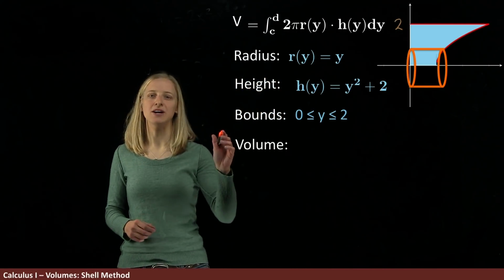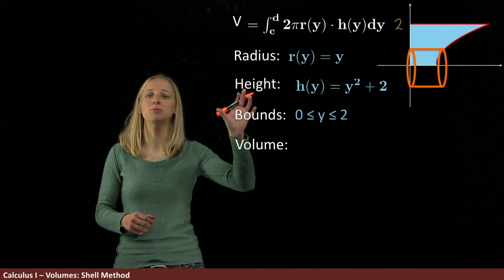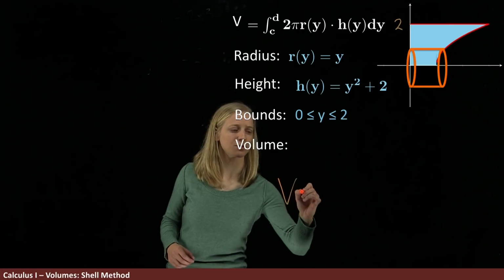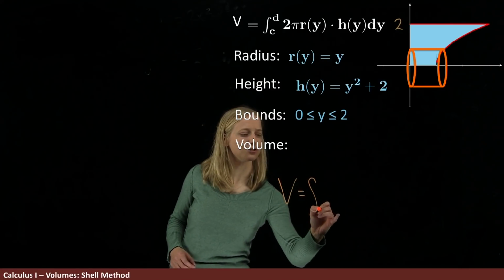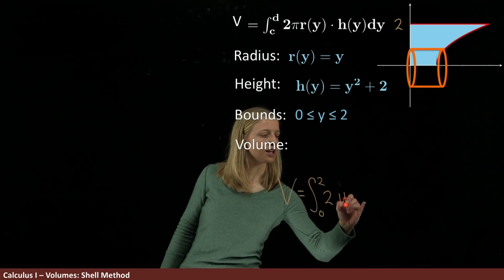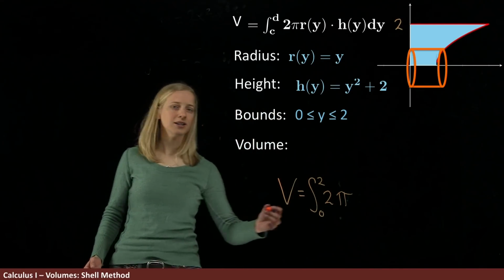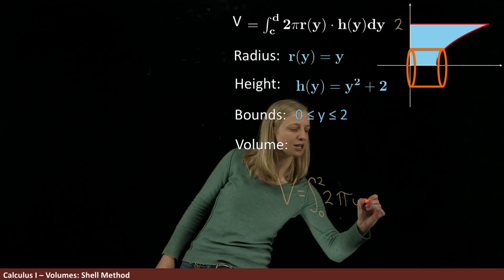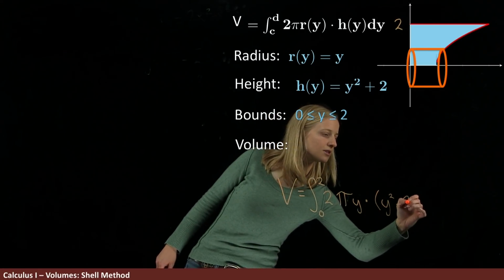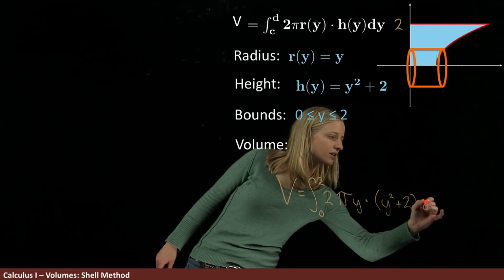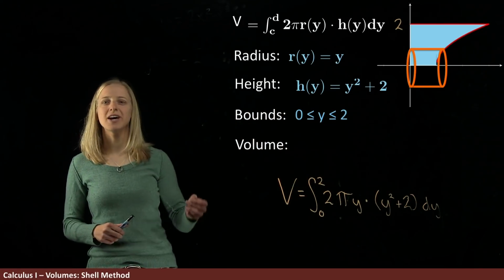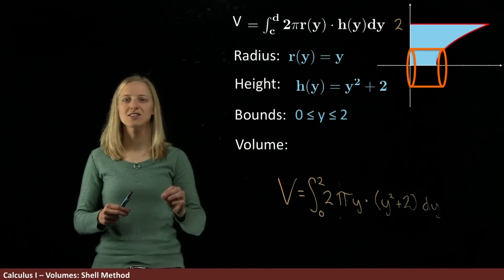Now that we have our bounds, our height, and our radius, we're going to plug these values into our volume formula. So we have the volume in terms of y is equal to the integral from 0 to 2 of 2 pi r, and we found r to be y, times our height, which is y squared plus 2, dy.